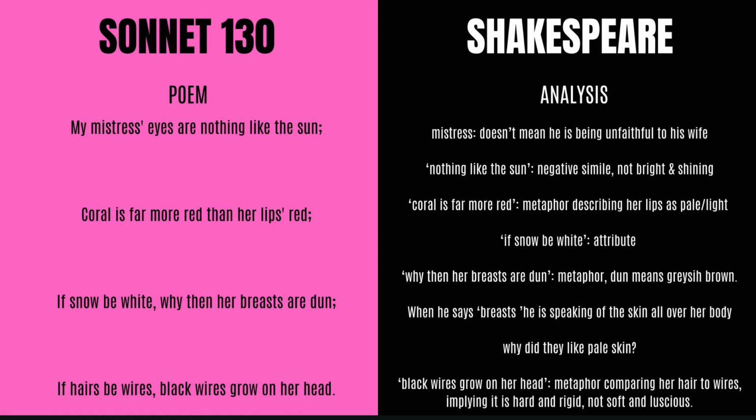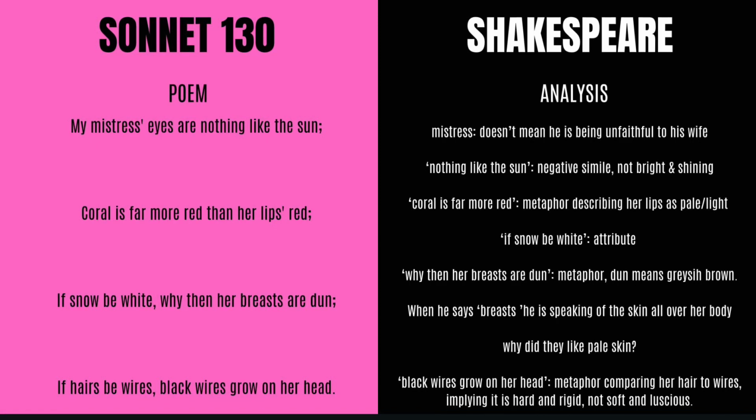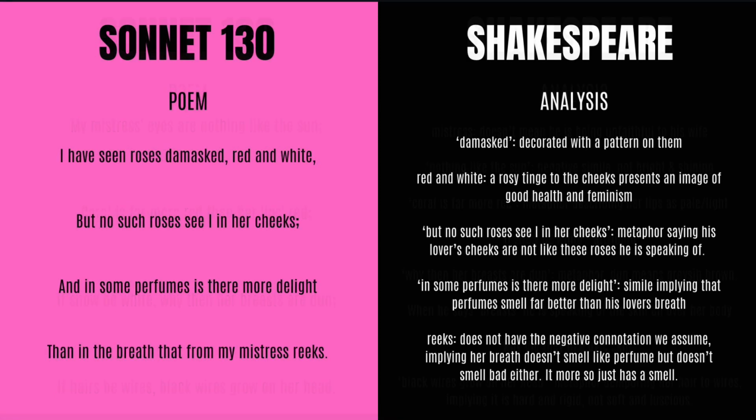If hairs be wires, black wires grow on her head. This is a metaphor comparing her hair to wires, implying that it is hard and rough, not soft and luscious. A damask is a fabric with patterns woven into it. So when he refers to the roses here, he is saying that he has seen roses with a red and white pattern on them. But then he says he doesn't see these colors or patterns on her cheeks.